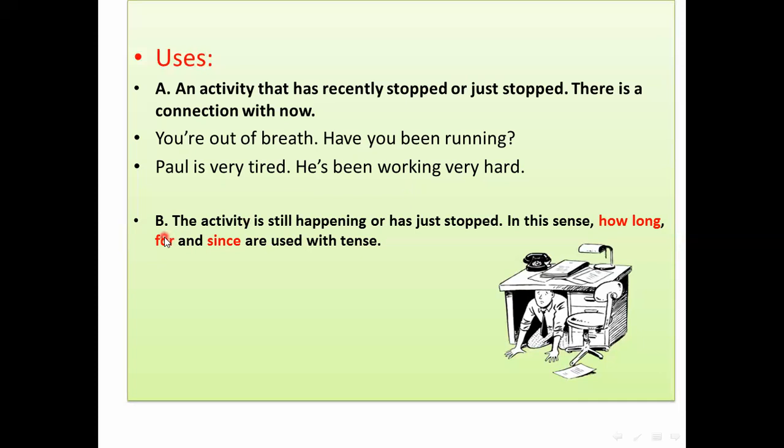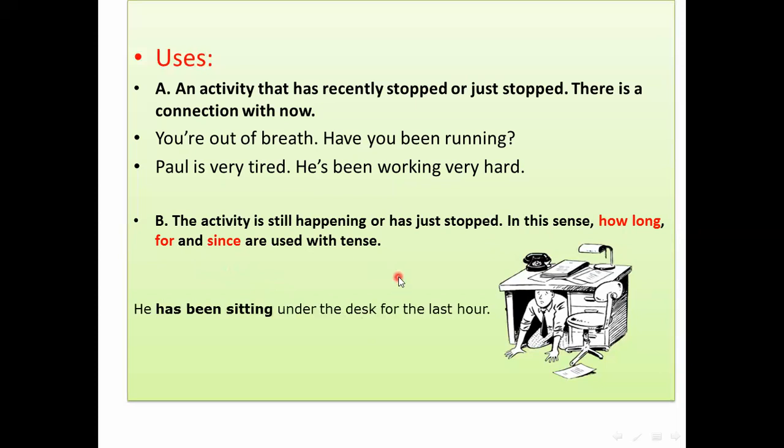Well, now item B, the second use, the second function of the present perfect continuous. It can be used to express an activity which is still happening or has just stopped. It's the same as the one before, okay? But the difference is still happening. There's a relation with now. Or has just stopped. In this sense, how long, for, since are used for this tense.